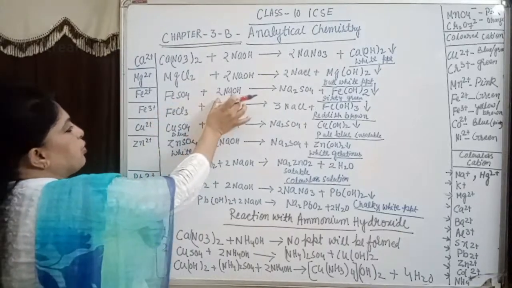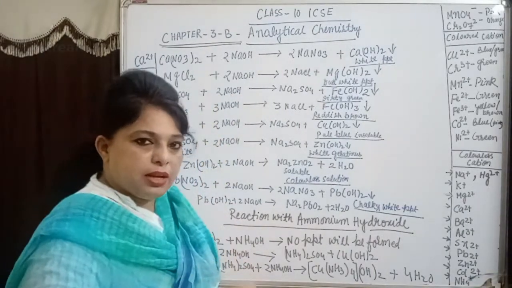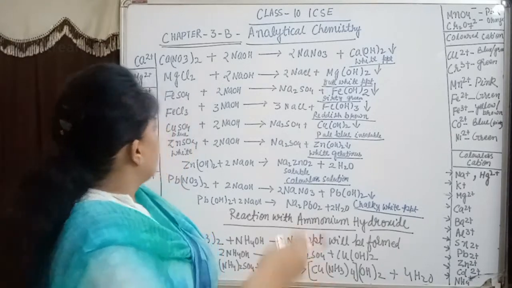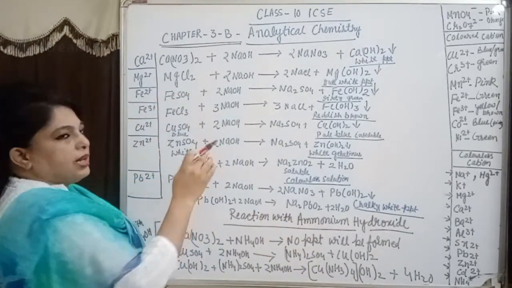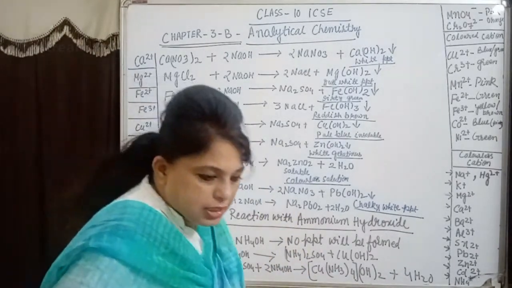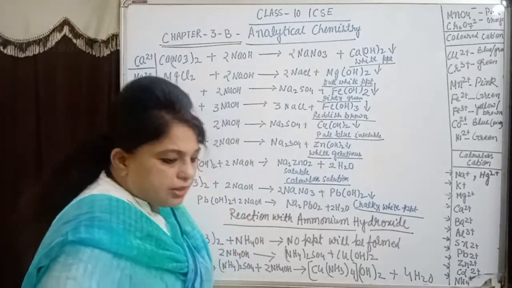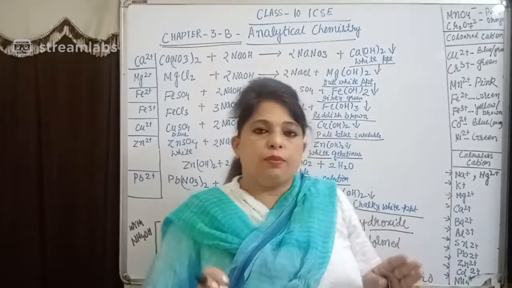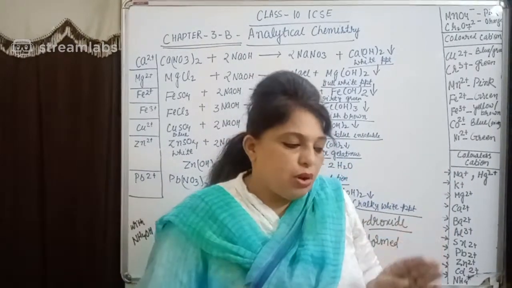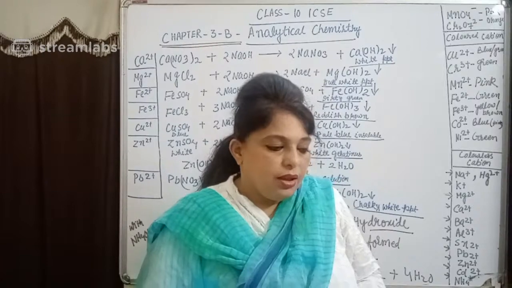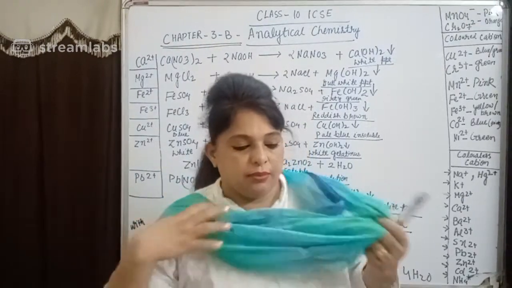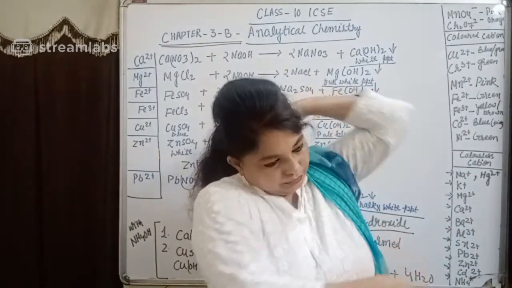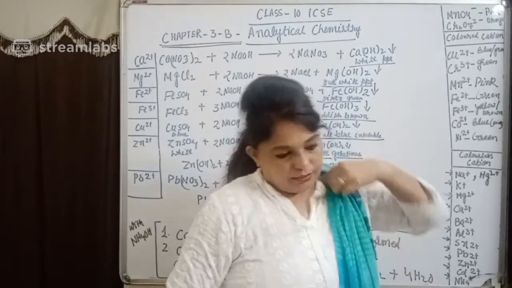So when we take sodium hydroxide, it is a soluble base, it is a strong alkali. With ferrous sulfate, again double displacement reaction is going to take place. Right, Dikshant? Tell me what will be the product if you take FeSO4 plus sodium hydroxide. Tell me fast.